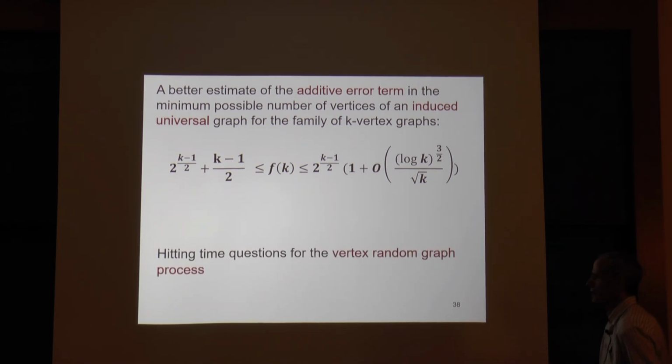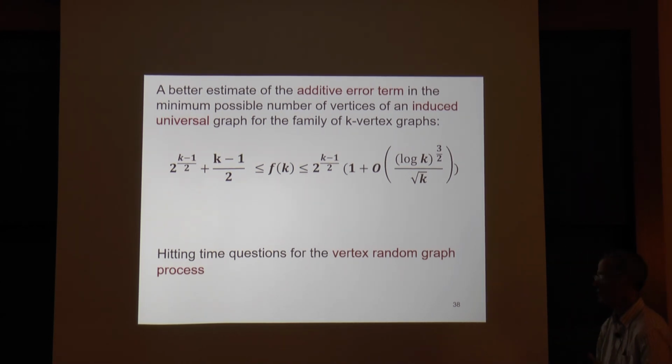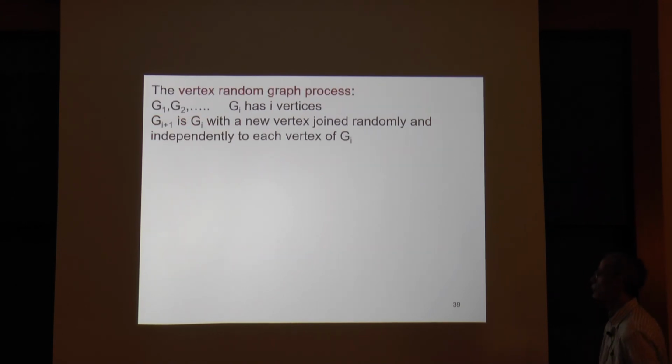Now here is another thing. It's more interesting combinatorially maybe, but since you've suffered until now, let me go 3 minutes about this because I think it's an interesting question. This is like a new model of random graph. I'm asking about hitting time questions for what I want to call the vertex random graph process.